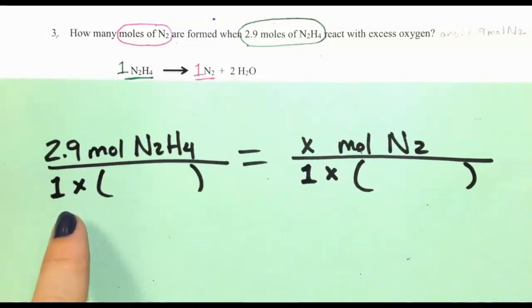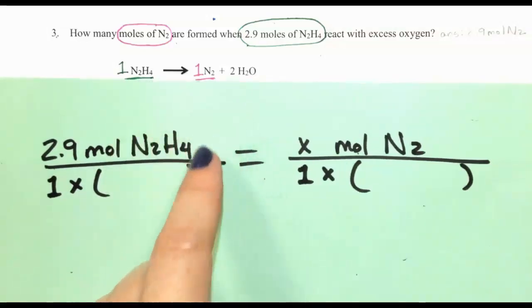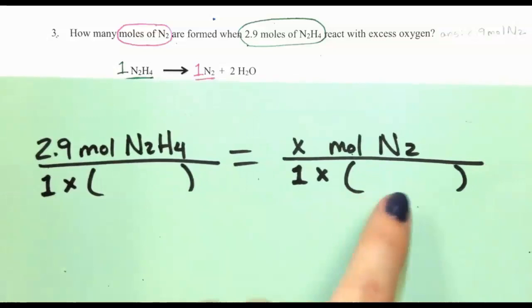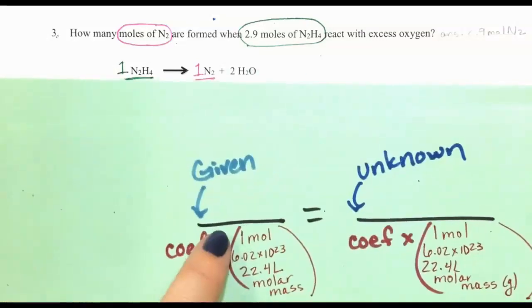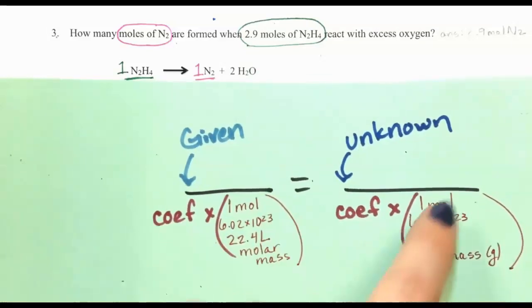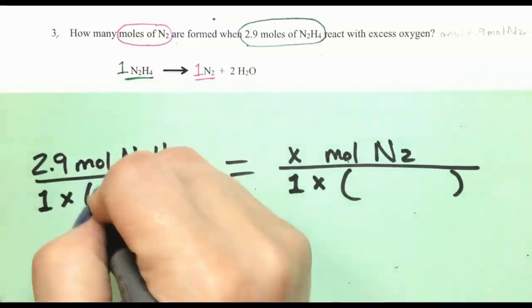And then below, you're going to put the coefficient of 1 there and 1 there, because those are our coefficients in the equation. And then remember, the numbers at the bottom in the parentheses have to match. So since that says mole, I'm going to choose 1 mole to go at the bottom, and since the unknown is also moles, I'm going to choose 1 mole to go at the bottom.